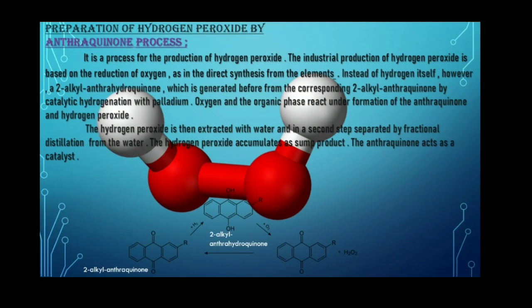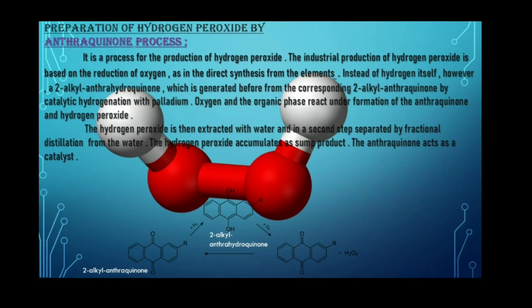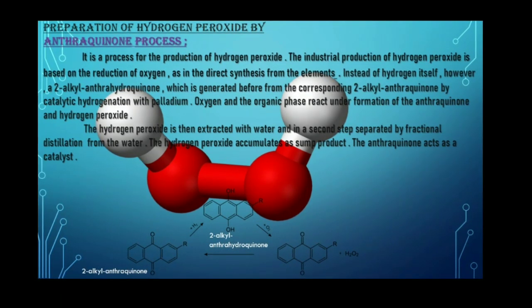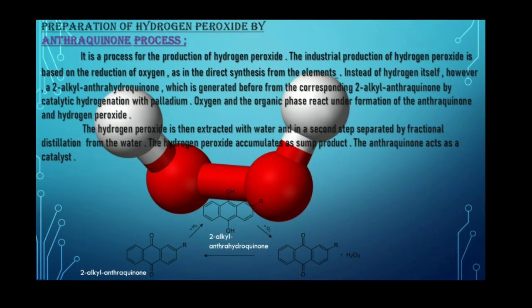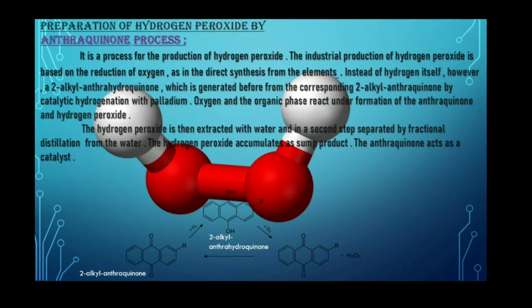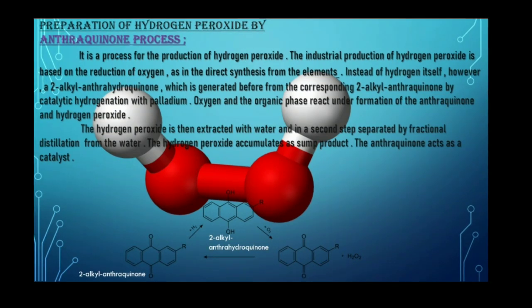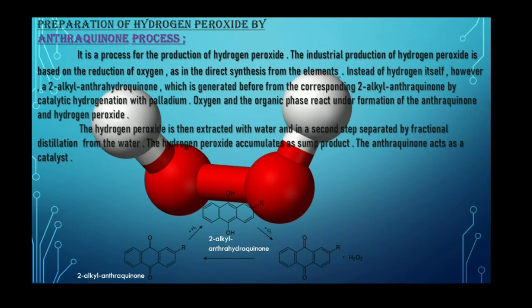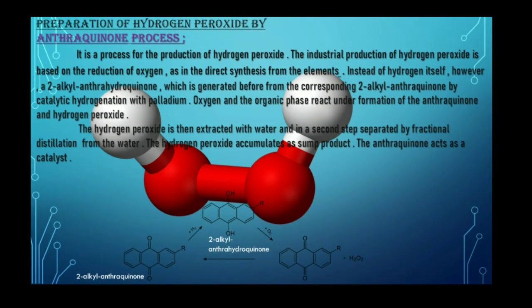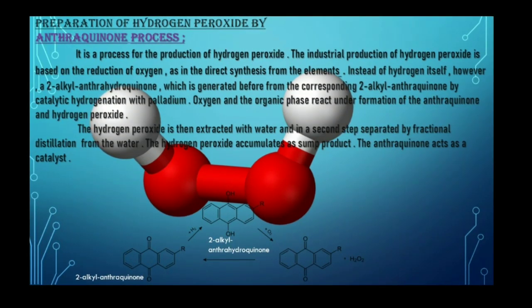Hydrogen peroxide is a manufactured chemical compound. Although a small amount of gaseous hydrogen peroxide occurs naturally in air, let us study the preparation of hydrogen peroxide by the commonly used method, the anthraquinone process. It is a process for the production of hydrogen peroxide.